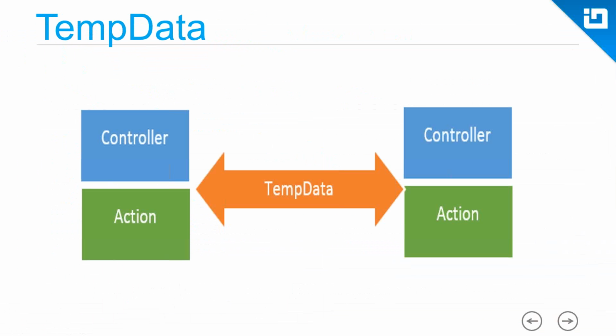Next is TempData. What TempData does is pass data from one controller to another controller, or from one HTTP request to the next HTTP request, to be very technical, or from one action to another action. After the current request, the value of TempData becomes null. So if you want to pass data from one action to another action, you'll be using TempData.